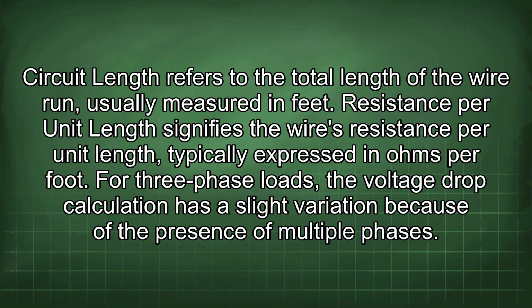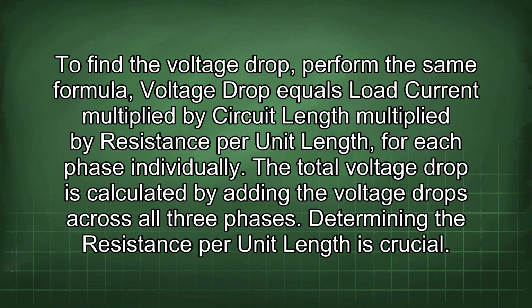For three-phase loads, the voltage drop calculation has a slight variation because of the presence of multiple phases. To find the voltage drop, perform the same formula: voltage drop equals load current multiplied by circuit length multiplied by resistance per unit length for each phase individually. The total voltage drop is calculated by adding the voltage drops across all three phases.